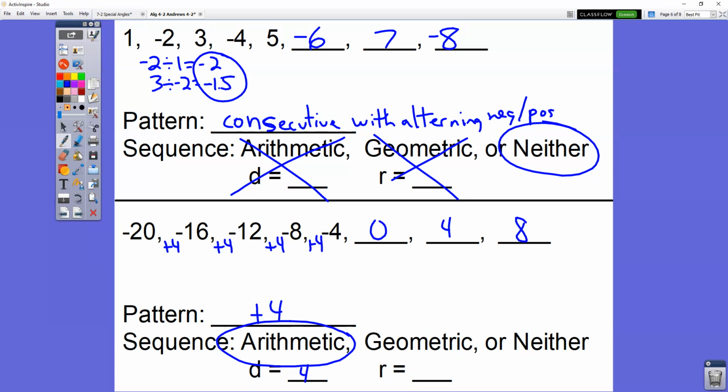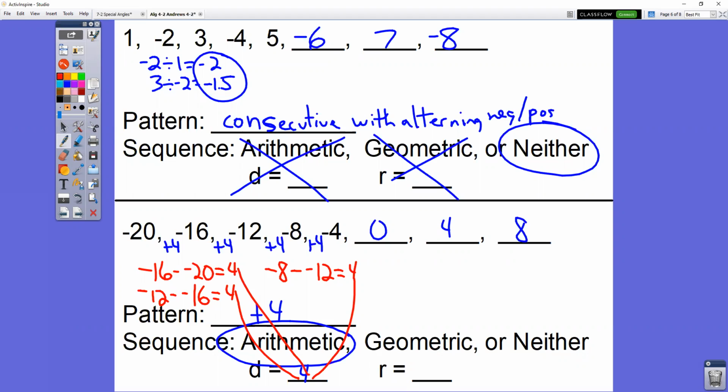Now, if you couldn't figure it out just from looking at it, remember we could subtract going backwards. Negative 16 minus negative 20 is positive 4. Negative 12 minus negative 16 is positive 4. Negative 8 minus negative 12 is positive 4. Negative 4 minus negative 8 is positive 4. That's where we get our common difference of 4.